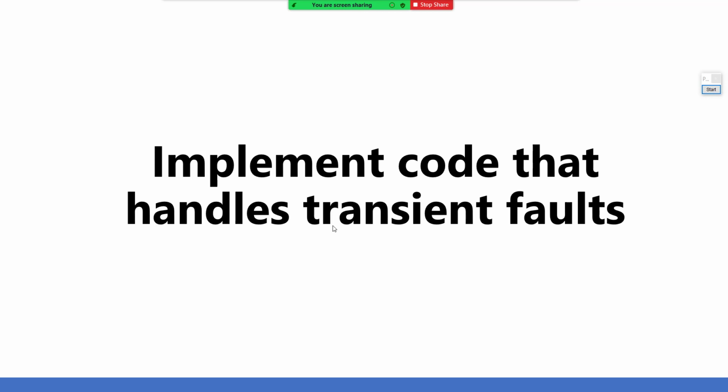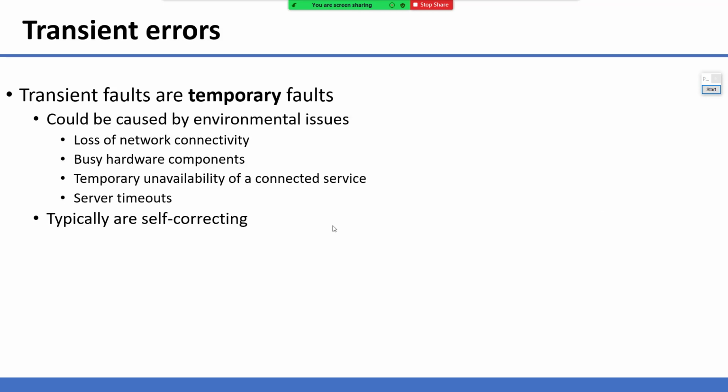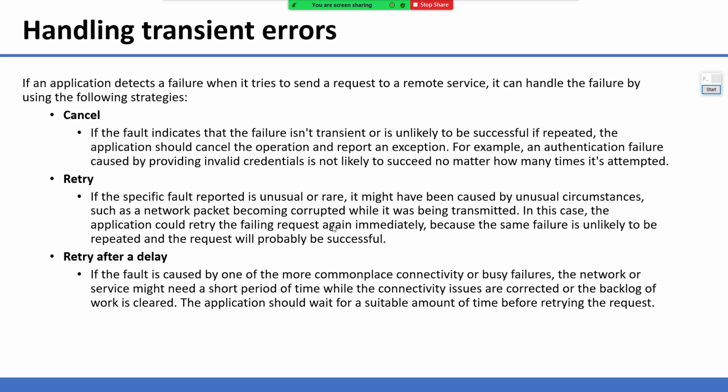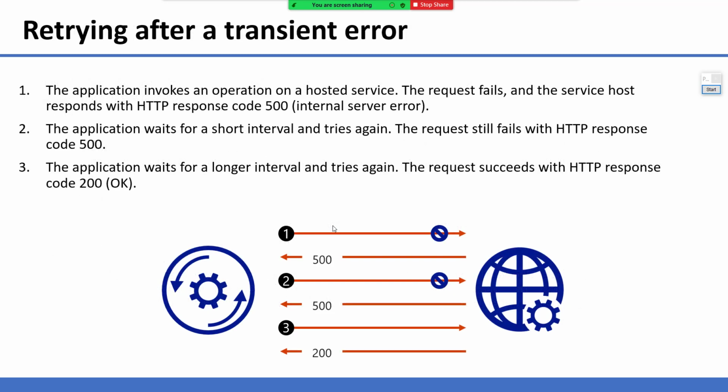Now if there are some transient faults, how can you handle them? I think you have heard about the retry pattern, circuit breaker pattern, etc. You can use those mechanisms. You can use a circuit breaker to either cancel the transaction, retry the transaction, or retry after a delay. And we already have NuGet packages available for it.